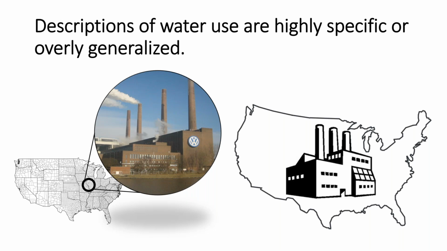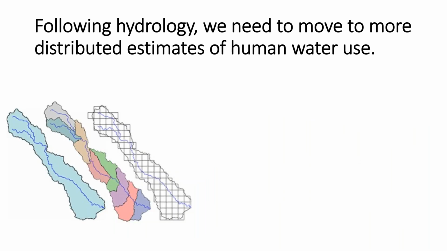So we have these two extremes, but there's nothing really in between, the mesoscale, the county to state scale, that gives us the spatial detail that we need while still giving complete national coverage. So that's really what motivated this work and what we aim to do here.